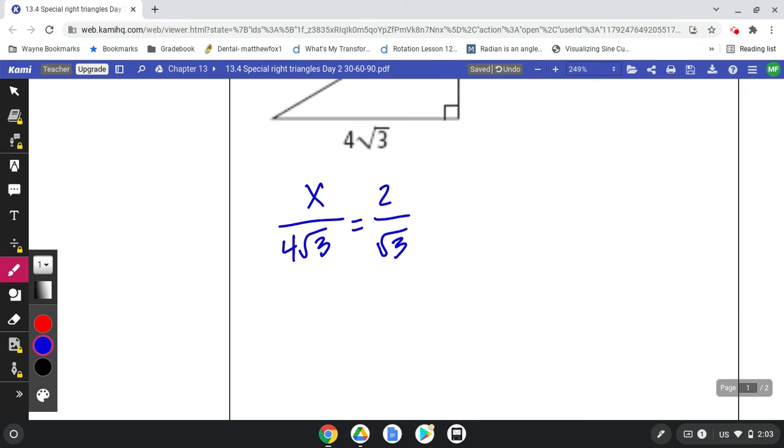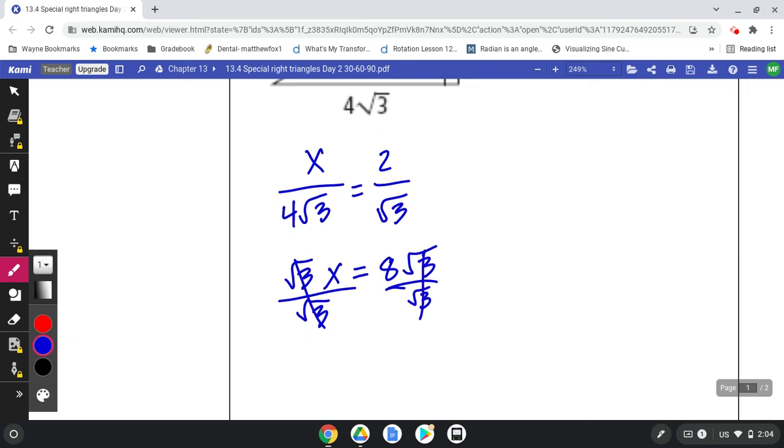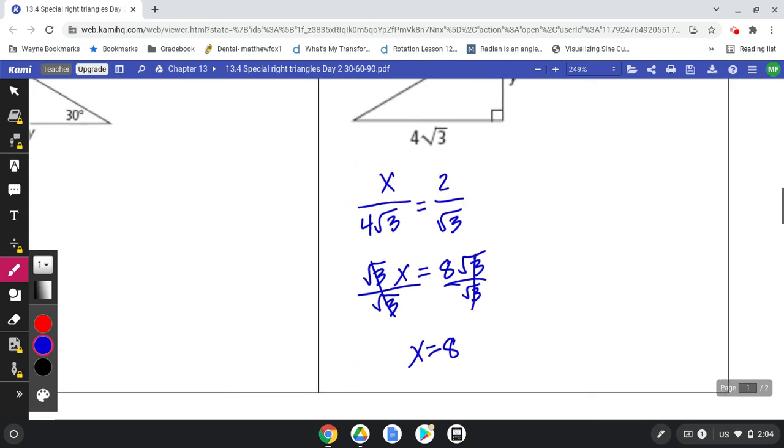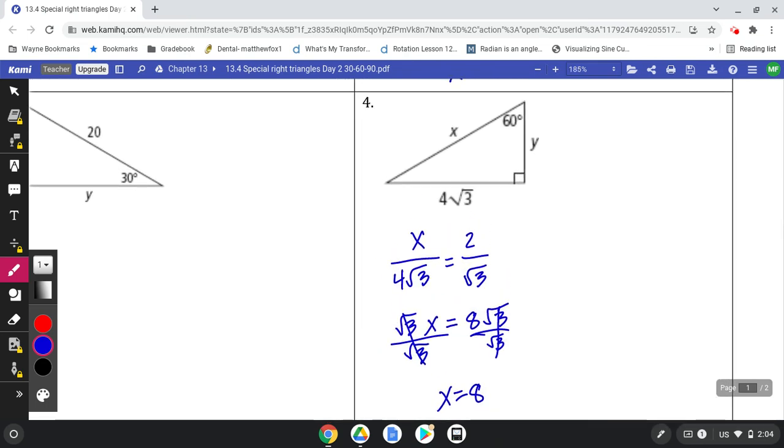We cross multiply, we will get square root of 3x equals 8 square root of 3. Divide by the square root of 3. Divide by the square root of 3. X equals 8. Next one. Y over, I don't care which one you use. If you want, 8, in my opinion, is easier to use, so I'm going to choose that one.